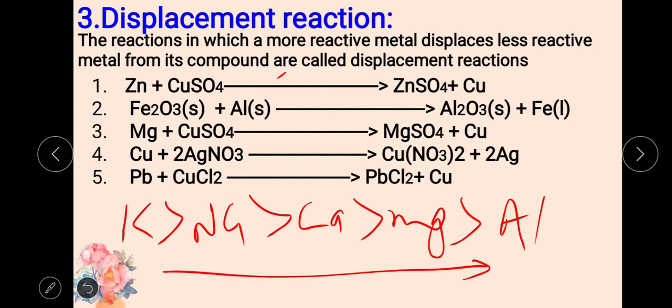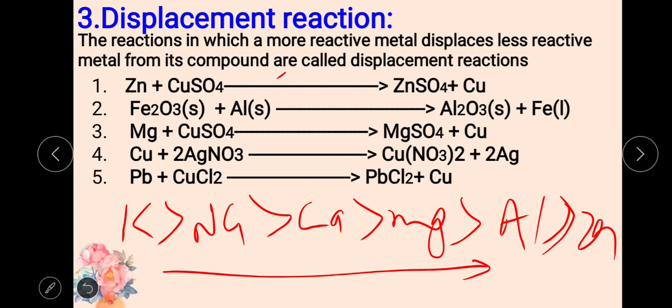Here potassium is the most reactive, sodium is lesser than that, calcium is lesser than sodium, magnesium is lesser than calcium, and aluminum is lesser than magnesium. Below aluminum you will get zinc, and below zinc you will get copper and the others. Okay, that is the reactivity series which I gave you; just see the reactivity series once.